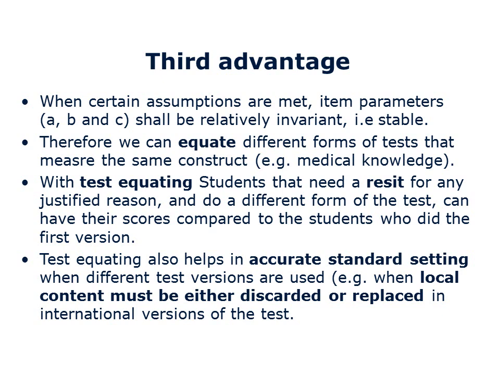With test equating, the students that need a resit for any justified reason and will do a different form of the test can have their scores compared to students who did the first version, who did the original test. Test equating, because of this, also helps in accurate standard setting, not only when we need to do a resit, but when we need to use different versions because of removal or replacement of contents that are too local, for example, in an international version of the test.